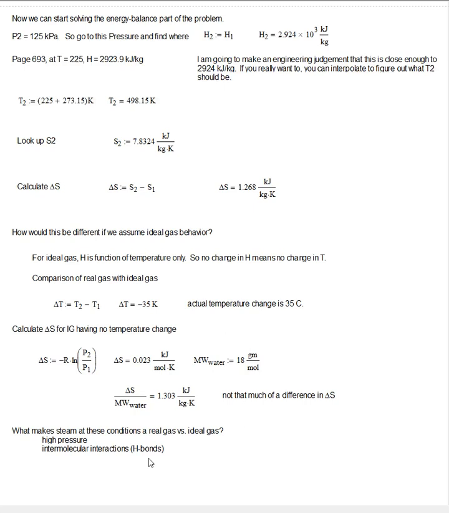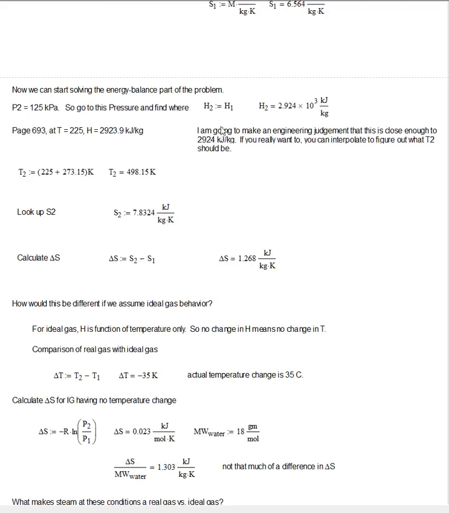What makes steam at these conditions a real gas versus an ideal gas? Well, one of them is just the high pressure. Remember, ideal gas is valid in the limit as pressure goes to zero, where we have essentially no intermolecular interactions, no collisions between our gas molecules. And secondly, ideal gases have no attractive or repulsive forces. Steam, water molecules, have very strong hydrogen bonding, and that's going to affect the behavior of a real gas. So that's how we do this problem.